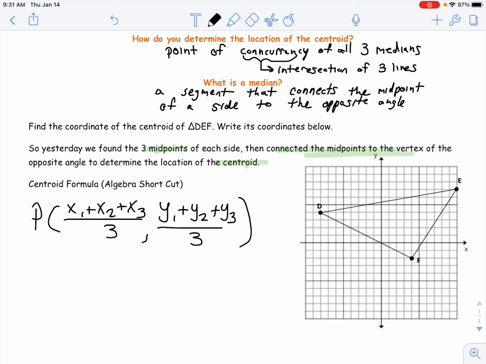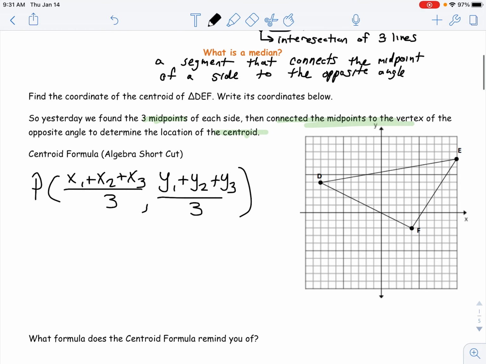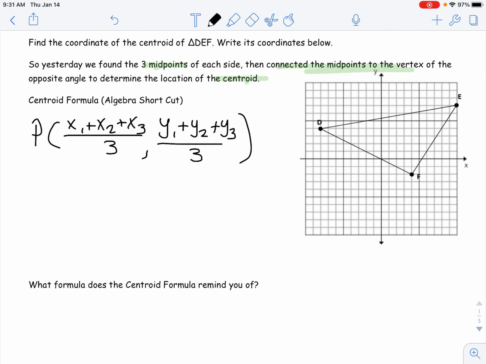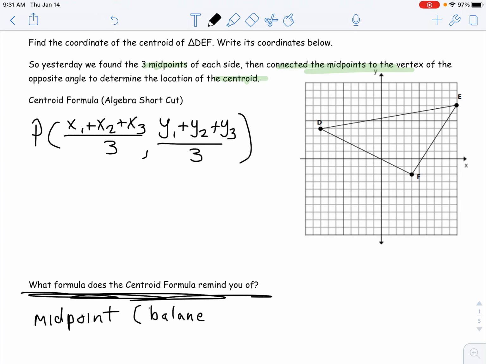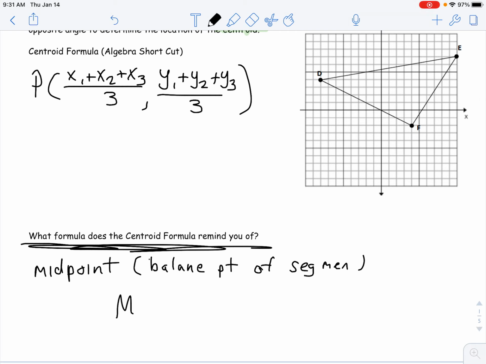So you add up all the x coordinates together, divide by 3. You add up all the y coordinates together, divide by 3. All right, now before we solve this, let's look at this right here. What formula does the centroid formula remind you of? Midpoint formula. All right, it's incredibly similar to the midpoint formula. And the midpoint is the balance point of a segment. So if you cut a segment in half, that's where it balances. And if you remember the midpoint formula, you just add the two x's together, divide by 2. You add the y's together, you divide by 2.